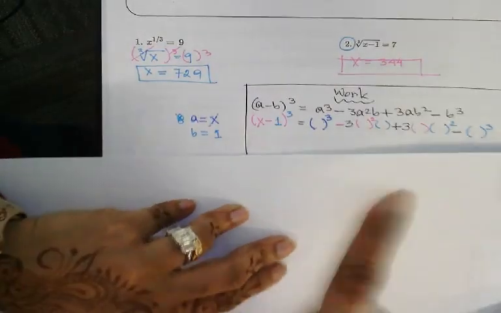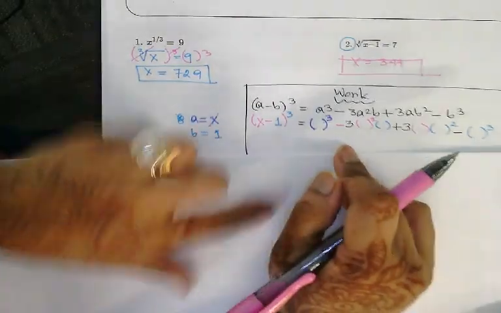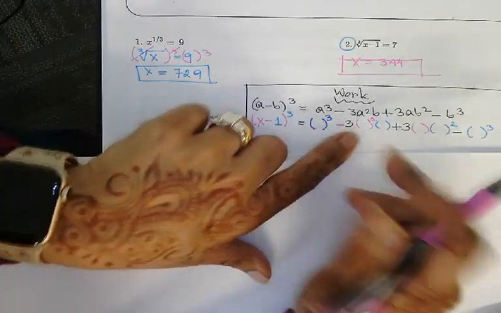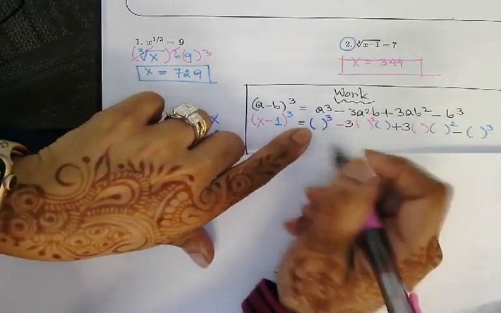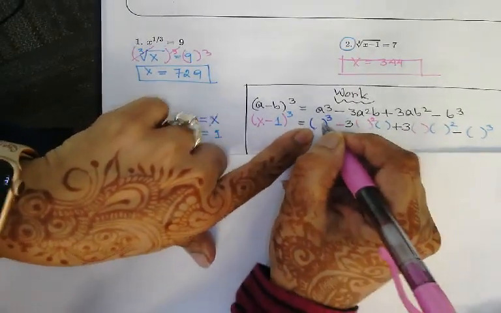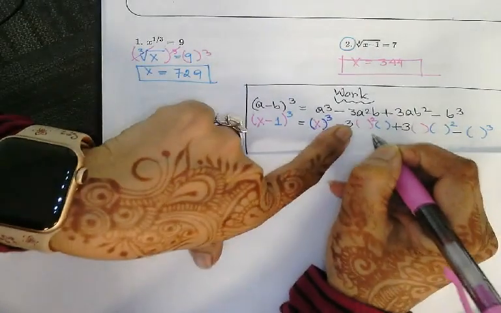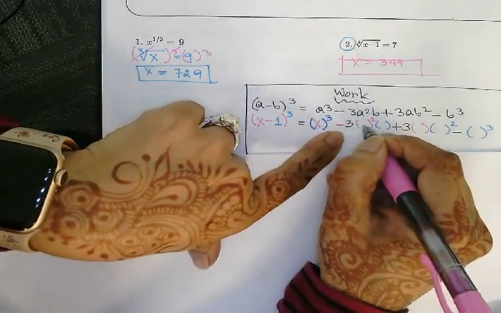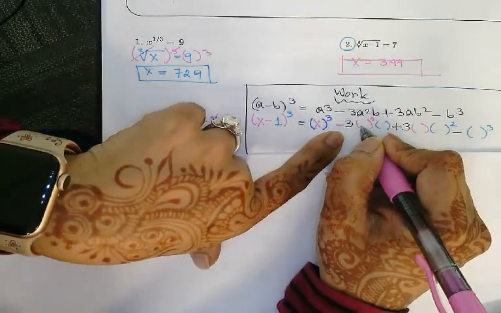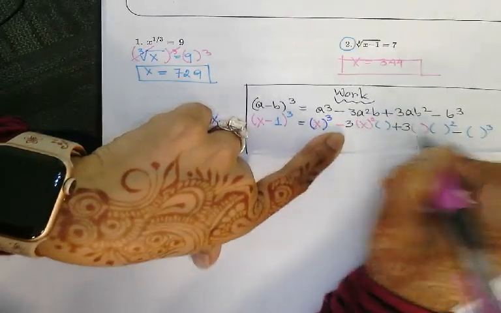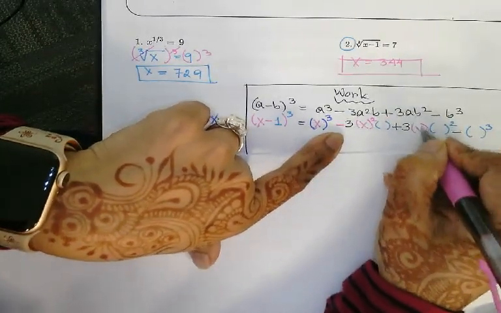Now we're just going to plug in the values. Tell me, over here I have 3a squared b. What is my a? I have a cube over here. What is my a value? X cube. Now here 3a squared b. So what should I put over here? X. Over here also this is going to be x.